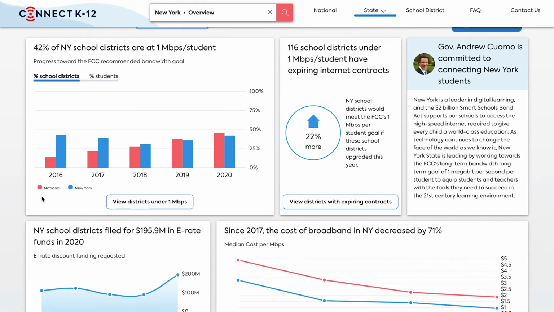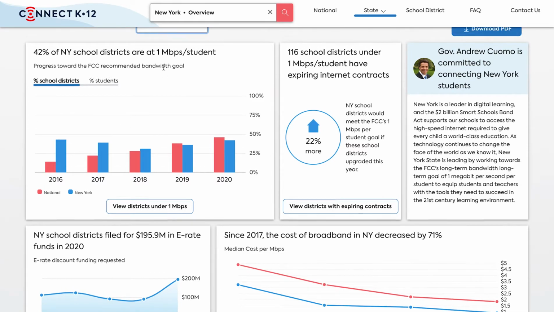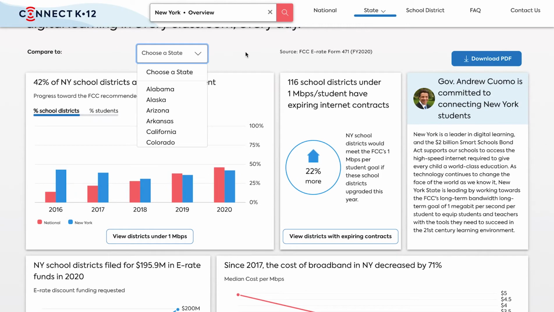The graph on the left reports on the percentage of school districts or percentage of students that are meeting the FCC long-term bandwidth goal of 1 Mbps per student as compared to the national data. And you could also include another state for comparison.